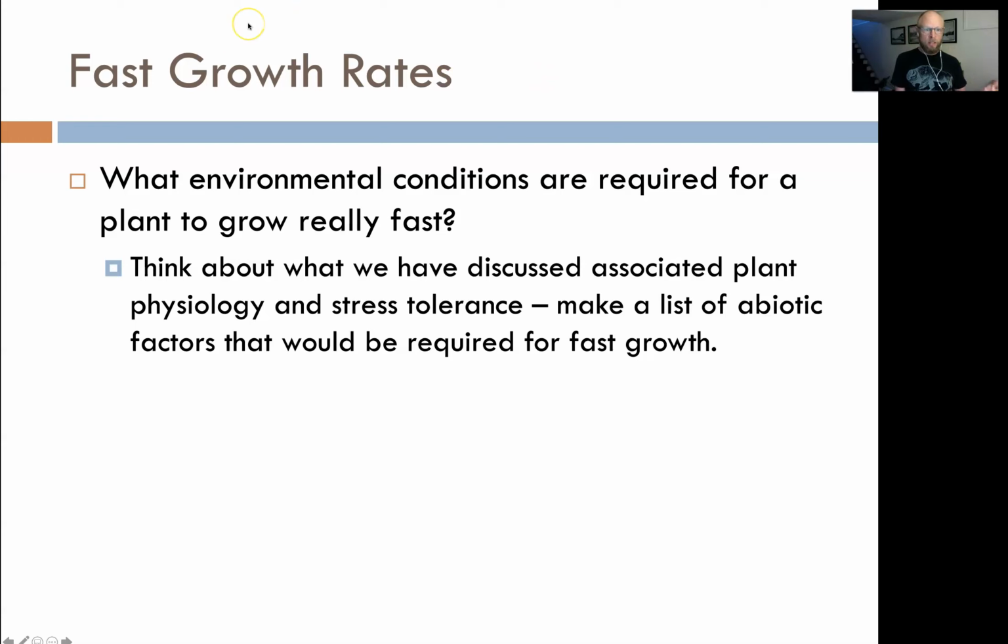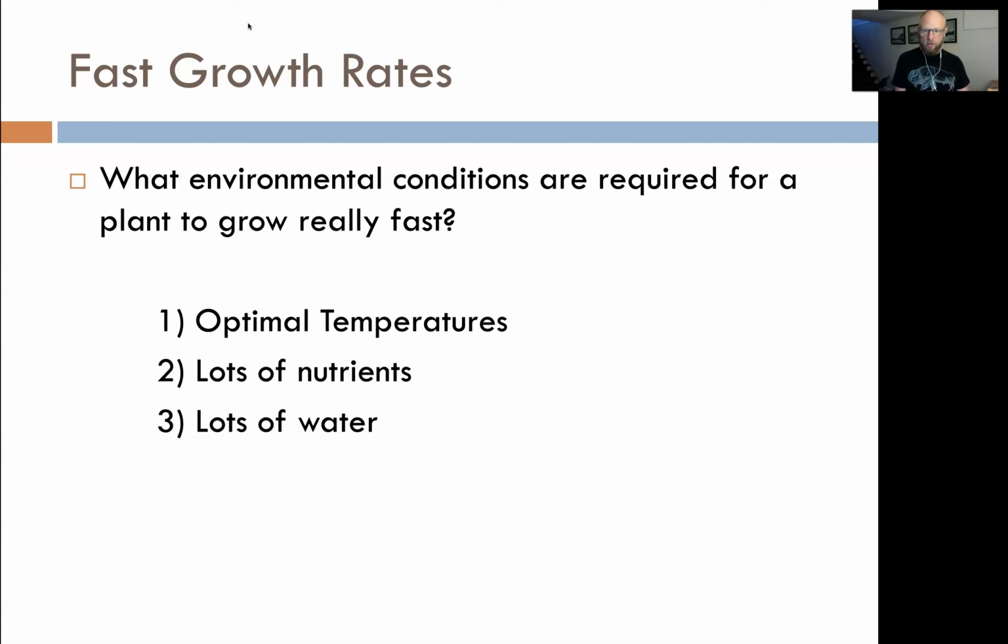And then, of course, light. When we talked about the steps of photosynthesis, light is the first part, providing the energy to drive photosynthesis. So a plant needs lots of light as well. What I'm going to focus on is three of those things: optimal temperatures, lots of nutrients, and lots of water. That's what is required for these plants to grow fast during the time that they do have leaves.